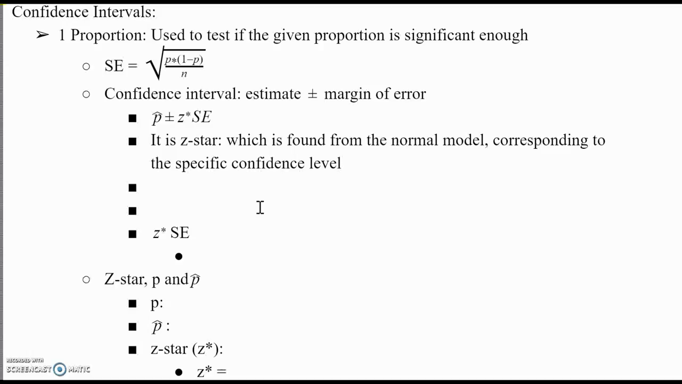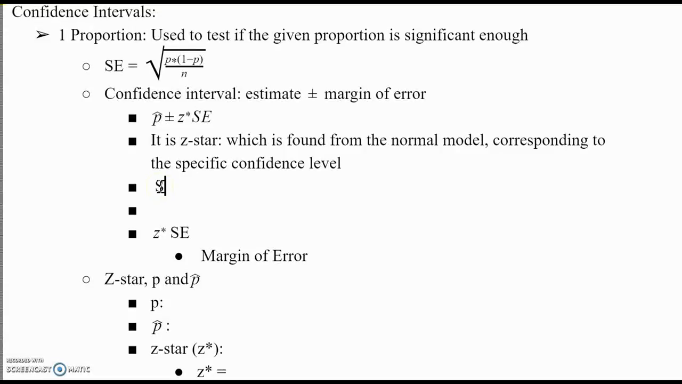So the higher z star is, the more confident you are. But as you can see, if z star increases, so does your margin of error. This whole section over here refers to your margin of error. Z star times SE, or your standard error, is your margin of error.